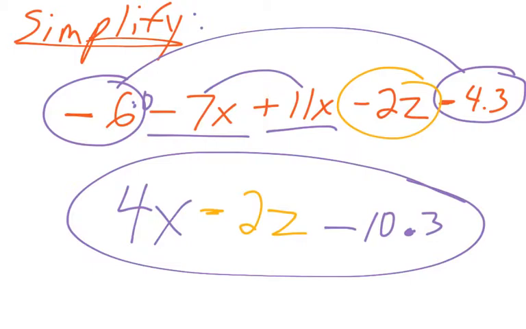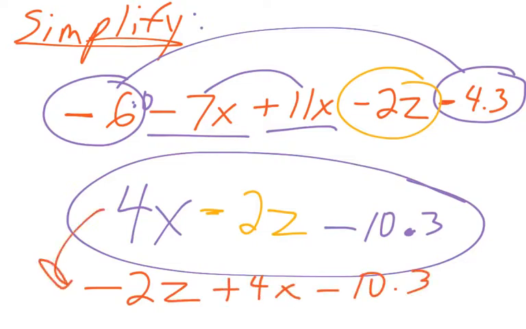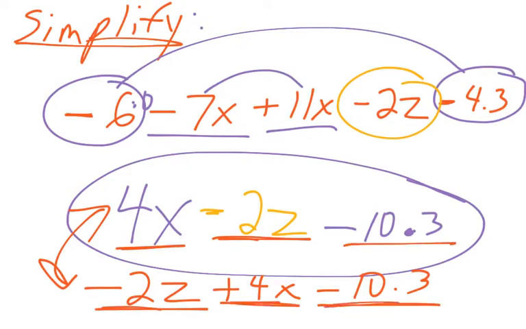But if you want to get really technical, we could also write this answer as negative 2z plus 4x minus 10.3. These both are mathematically correct or the same. Here's why. As long as the signs to the left are the same, your answer is correct. Okay? So again, the specific order isn't that important unless they really want to know what's called standard form. It's just important that you get the sign for each term correct. That needs to be 100% correct. Okay? Let's look at another example.